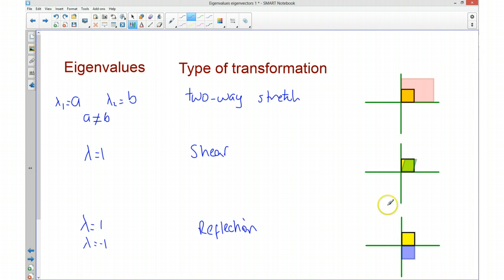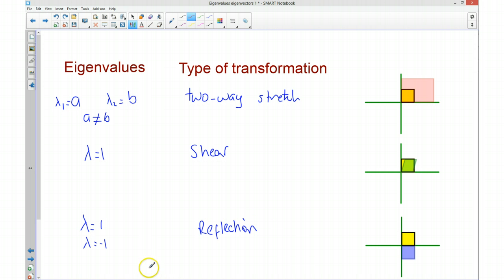Right. A couple of things to point out. First of all, we could have situations where we've got a combination of these. So, for example, I could have a shear like so, followed by a stretch. So that would give me a single eigenvalue of say 2, for example, which would mean that it's sheared and then stretched by a factor of 2. Or I could get a reflection followed by a stretch, etc.